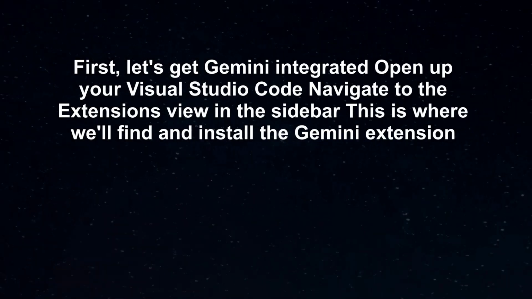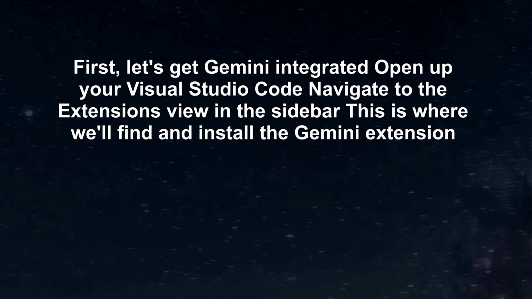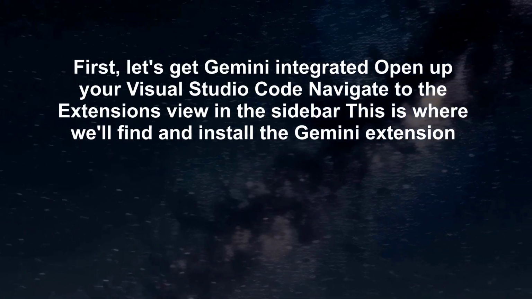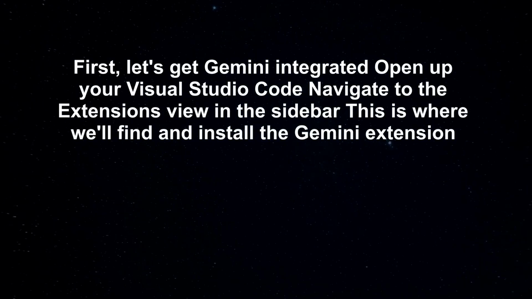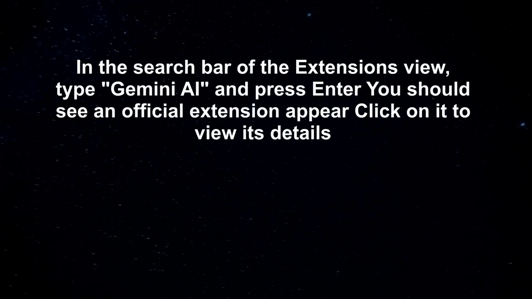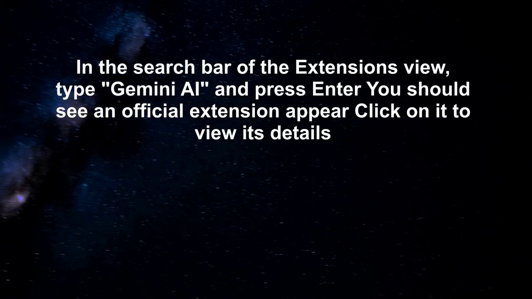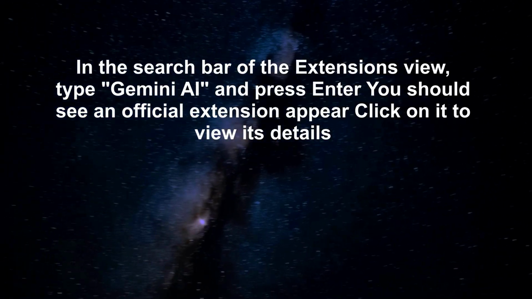First, let's get Gemini integrated. Open up your Visual Studio Code, navigate to the Extensions view in the sidebar. This is where we'll find and install the Gemini extension. In the search bar of the Extensions view, type Gemini AI and press Enter.